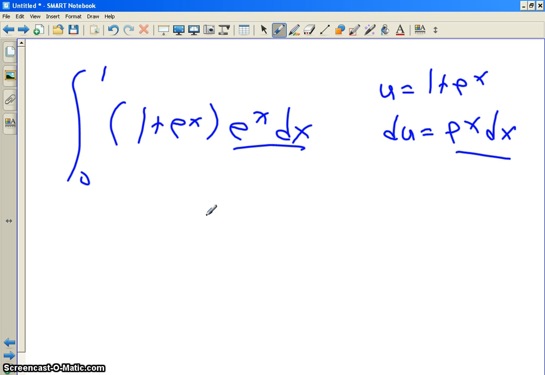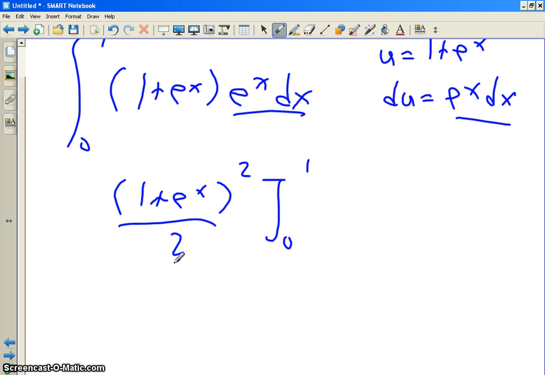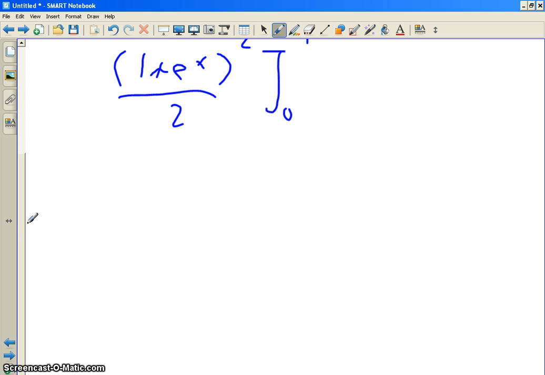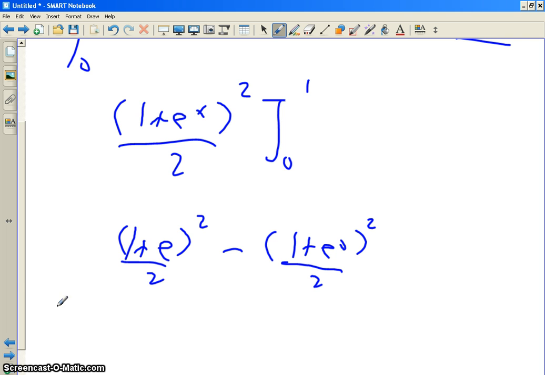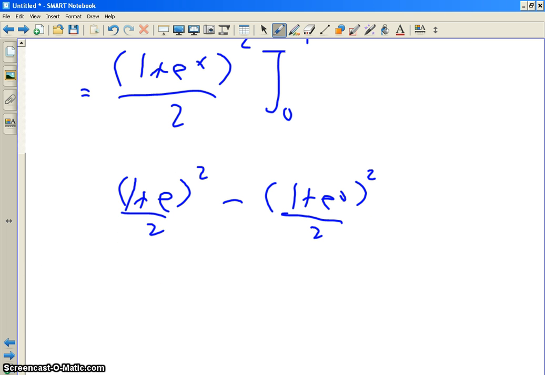All right, so it's u squared over 2, but who's u? 1 plus e to the x. Evaluated from 0 to 1. Okay, so let's plug in. You get 1 plus e to the 1 over 2, the numerator squared, minus 1 plus e to the 0 over 2, and the numerator is squared. All right, so let's see. Well, I don't know how much you can simplify this. E to the 0 is 1, and 1 plus 1 is 2, and 2 squared is 4.